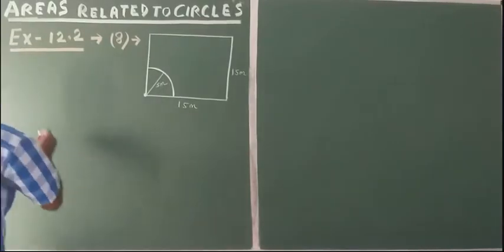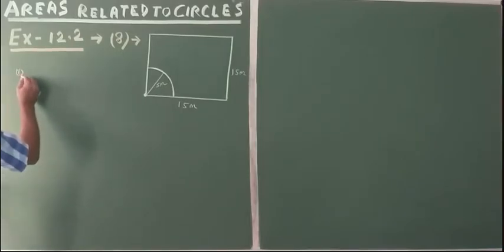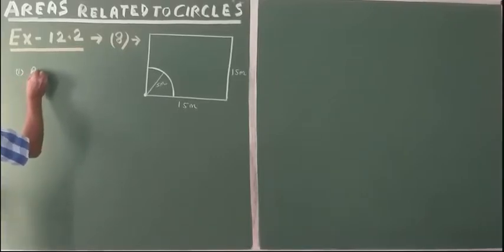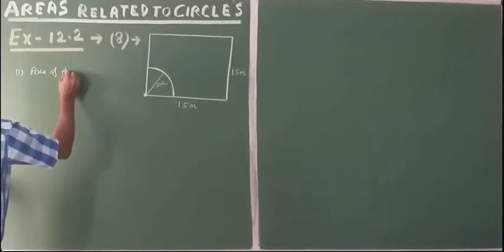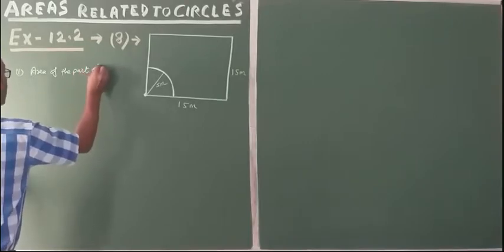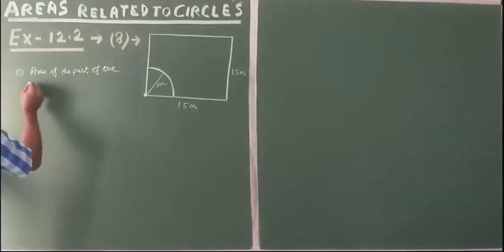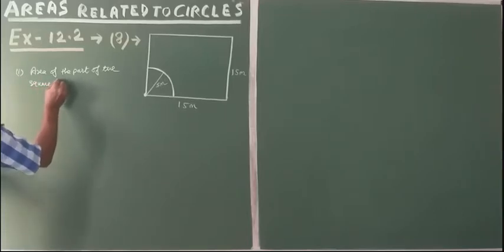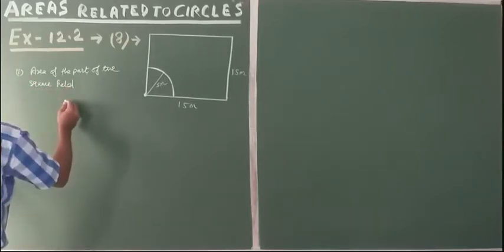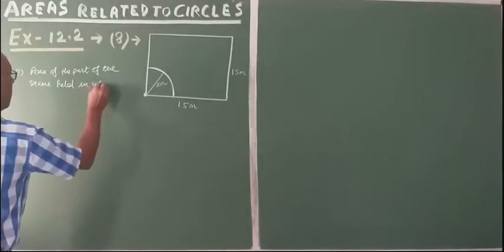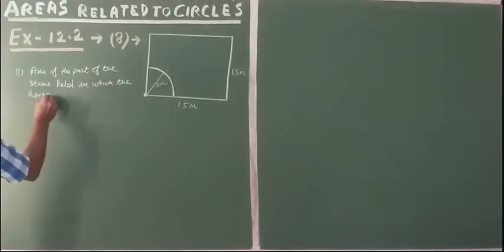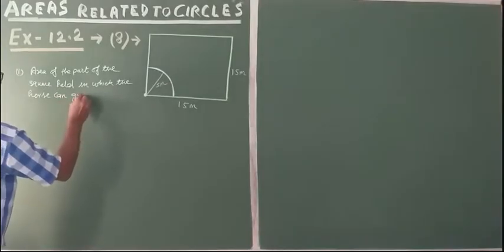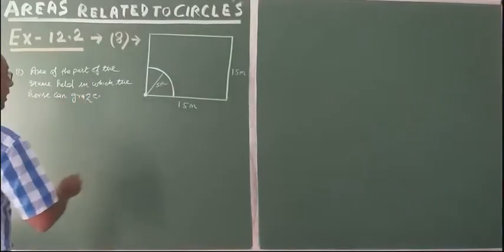So first part is this: find the area of the part of the square field in which the horse can graze. So that is this area.